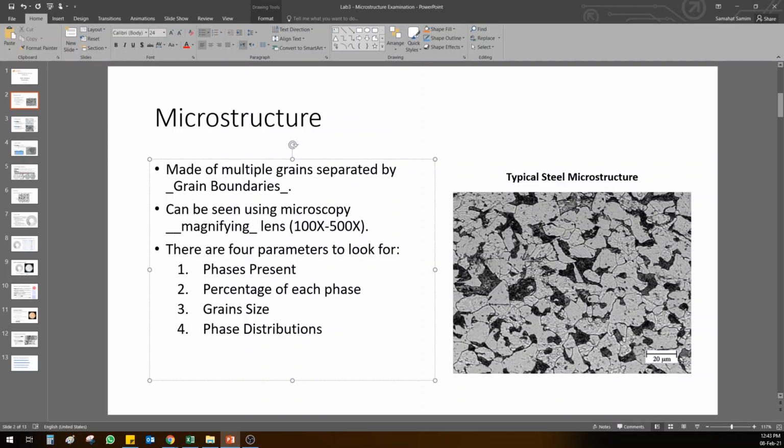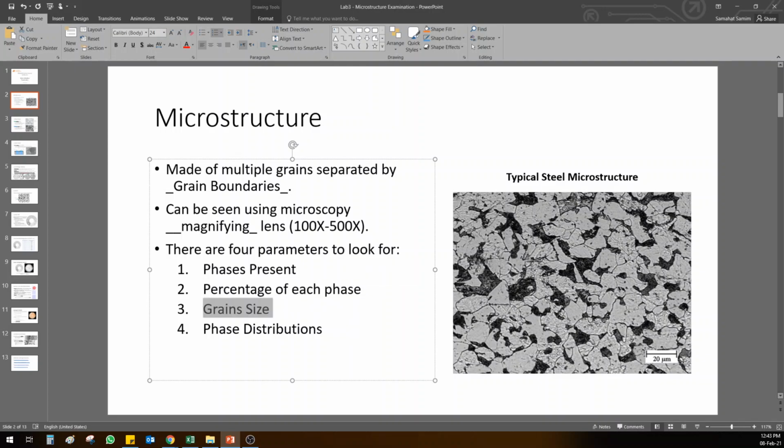Okay, in this lab, I will give you a microstructure, and all you have to do is find out these 4 pieces of information from this microstructure. So a picture will be given to you similar to this one on the right side, and I will ask you to give me 4 pieces of information. Number 1 is phases present. So what are the phases present in the microstructure? Number 2, what is the percentage of each phase present in the microstructure?